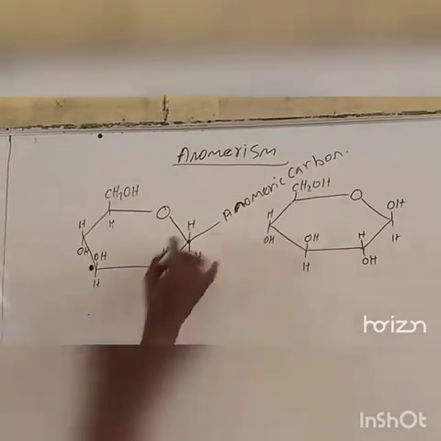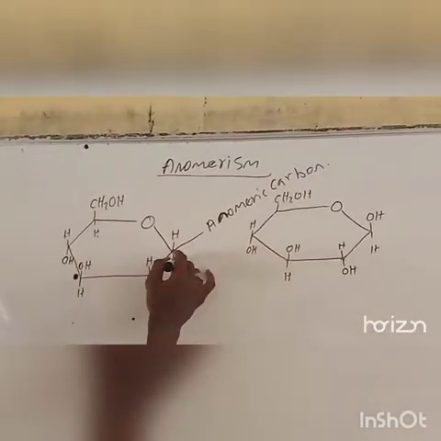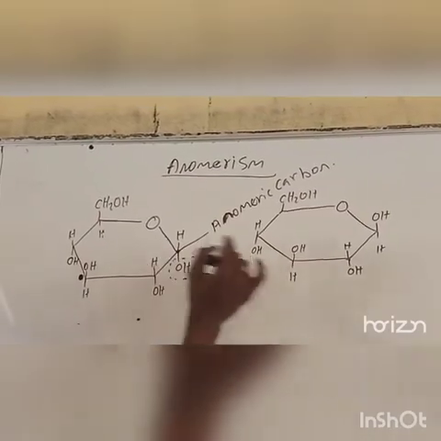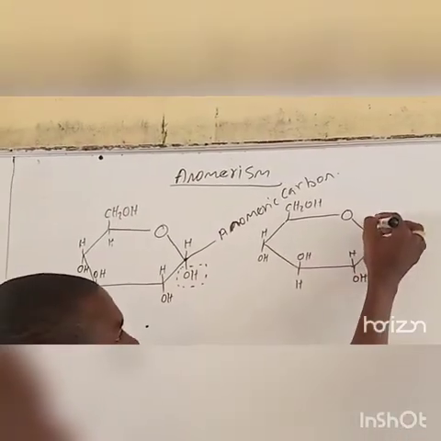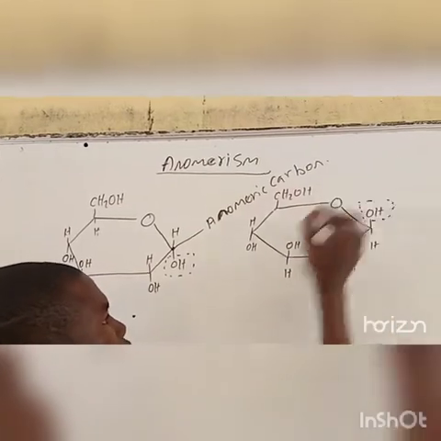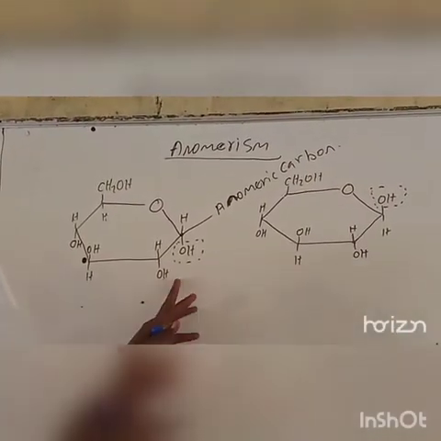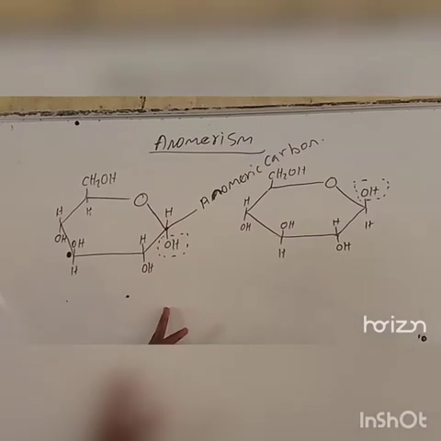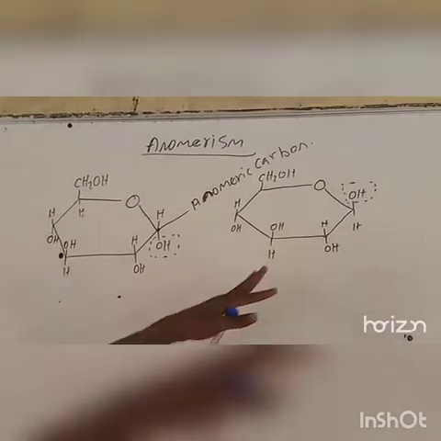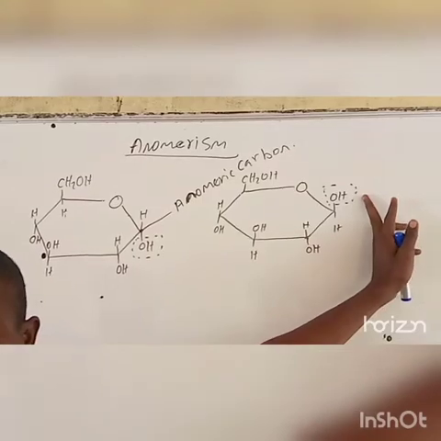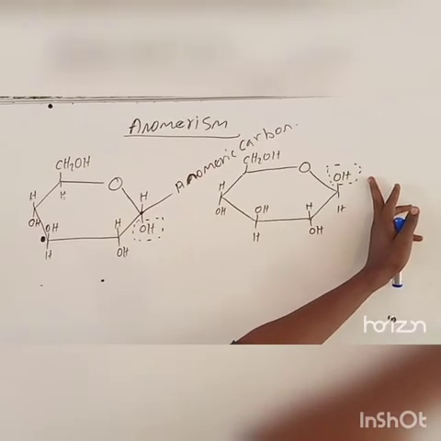Now on this carbon, you look at the position of the OH. When the OH on the anomeric carbon is rotated down, it is called an alpha anomer, while when it is rotated up, it is called a beta anomer.